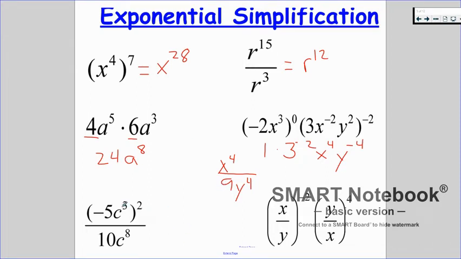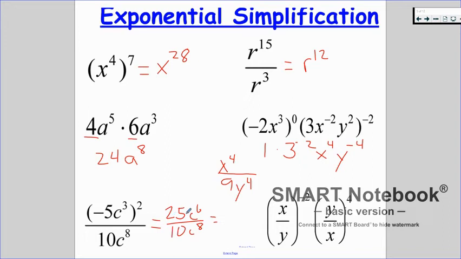All right, next one here, I got (negative 5c to the 3rd) to the 2nd power over 10c to the 8th. So I'm going to simplify my numerator first. Multiply negative 5c to the third times negative 5c to the third. So I'm going to end up with negative 5 times negative 5, so 25. And then c to the third times c to the third would get c to the sixth. My denominator, nothing there to simplify yet.